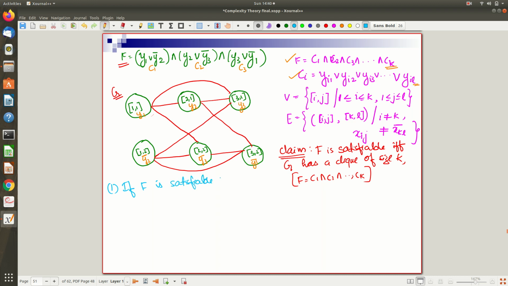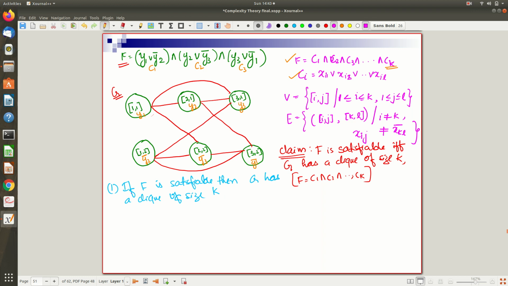so if f is satisfiable, then G has a clique of size k. And definitely the second part will be if G has a clique of size k, then f is satisfiable. So we will prove in both directions. So that will complete the bidirectional proof. Let me prove in this page itself. I thought of taking a new page, but I think this is fine.